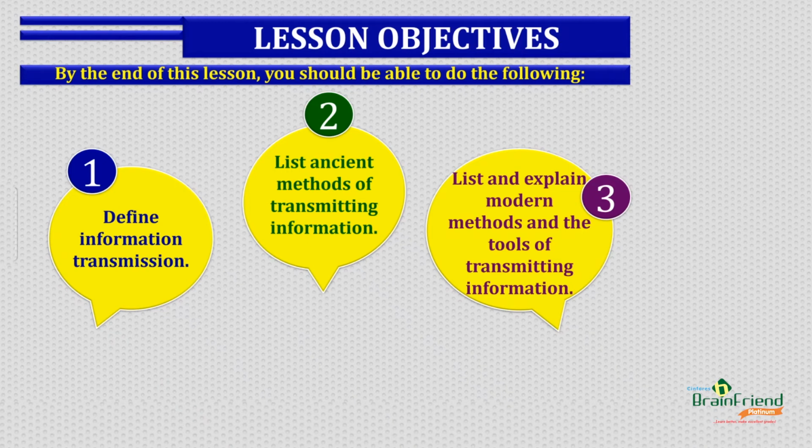By the end of the lesson, you are expected to do a few things. First, you should be able to define information transmission. Next, you should be able to list ancient methods of transmitting information. And finally, you should be able to list and explain modern methods and the tools of transmitting information.